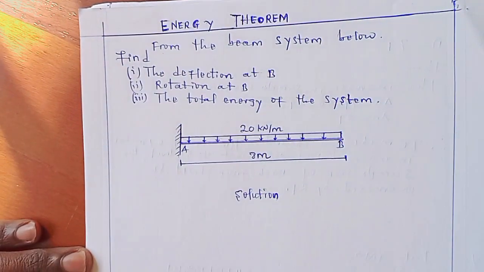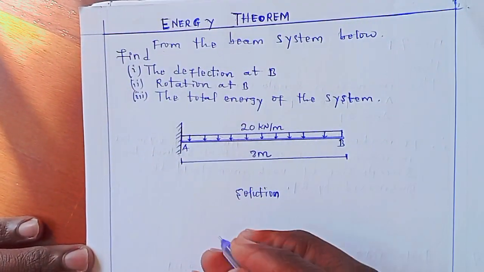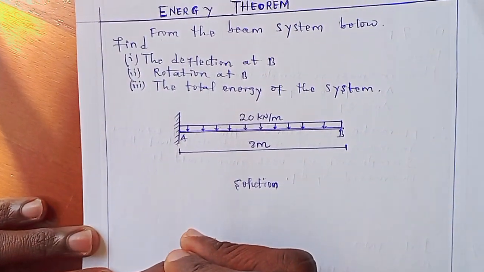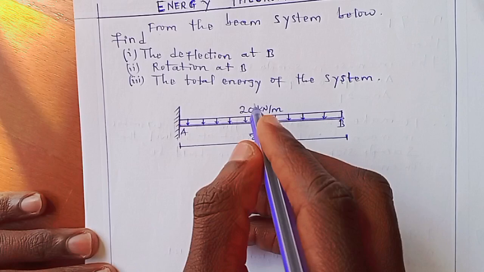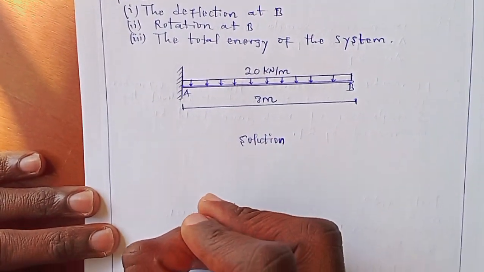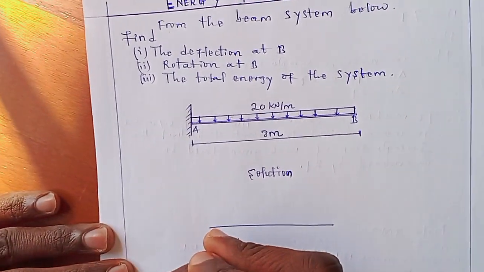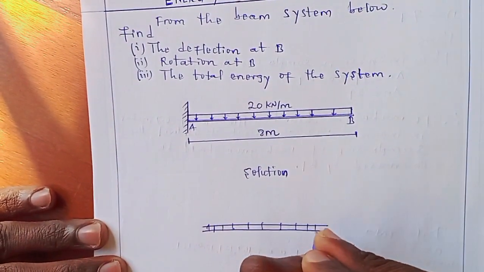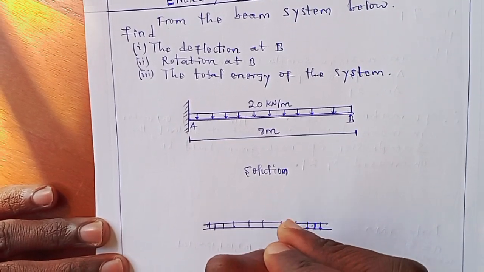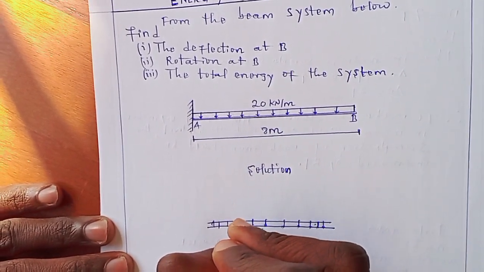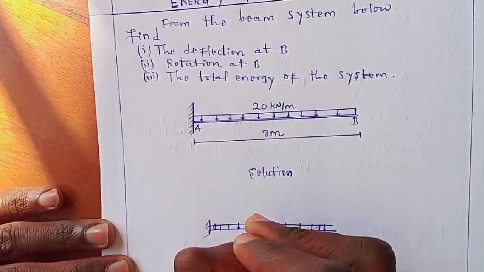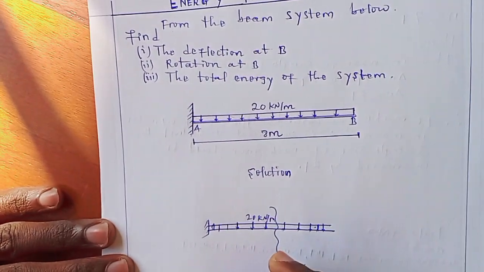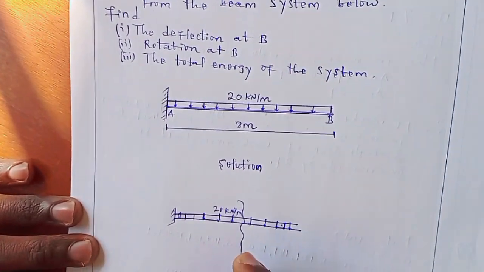Now, in order to calculate this system, the first step is to make a cut section of this beam system so as to obtain the internal energy. So we cut the section at a known distance. When you cut the section, it will be in this way. This is a beam system with a uniform distributed load of 20 kilonewton per meter. Let's say we cut the section at a known distance.